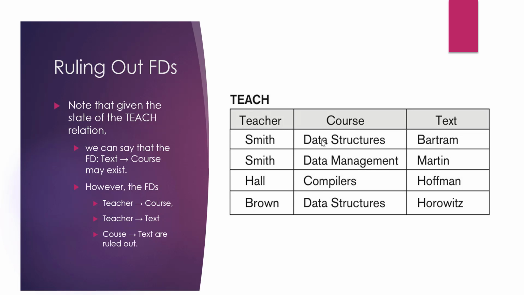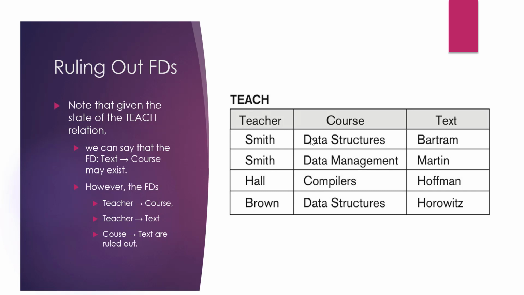Same thing with the course. The course is not determining the value of the text. So data structures is not always getting the textbook Bertram. We might be having data structures with the text Horowitz. So the course is not determining the text. So all these 3 functional dependencies are ruled out. We do not have a functional dependency between the teacher and the course, we do not have a functional dependency between the teacher and the text, and we do not have a functional dependency between the course and the text.